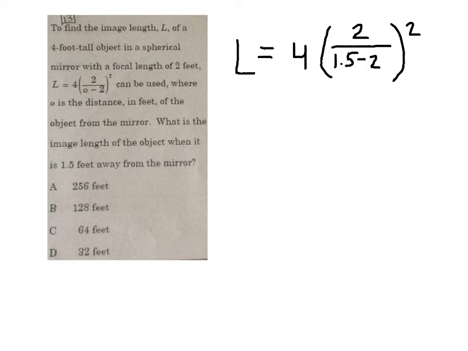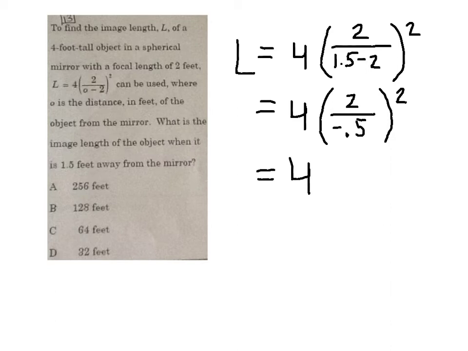So we're going to use the order of operations. The first thing we do is parentheses. Looking at the parentheses, let's simplify everything inside them first. When we subtract in the denominator of the fraction, 1.5 minus 2 gives me negative 0.5. Then, continuing to simplify inside the parentheses, 2 divided by negative 0.5, when you put that into your calculator, gives you negative 4.